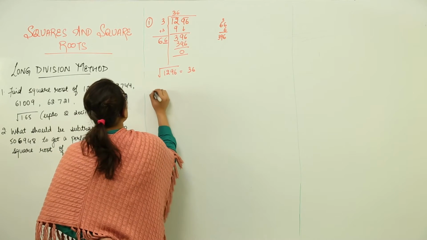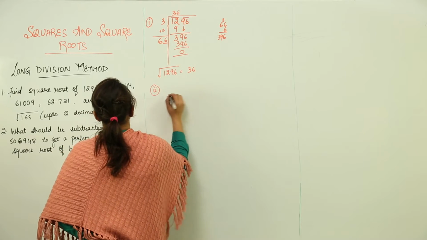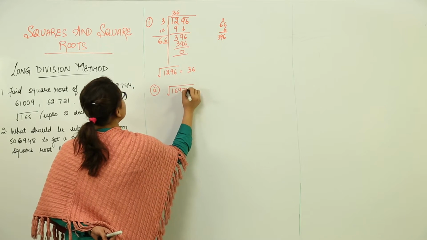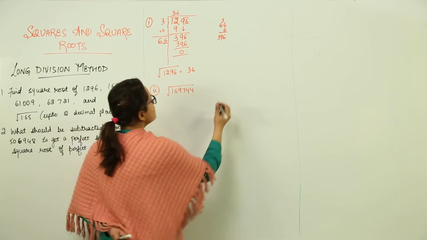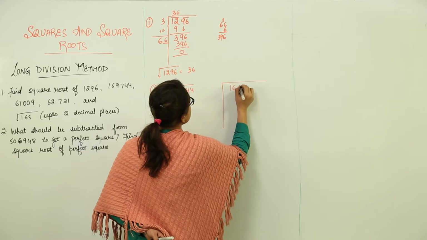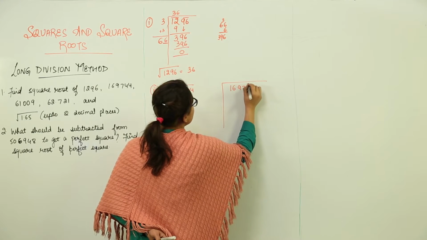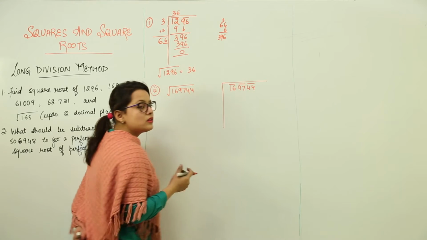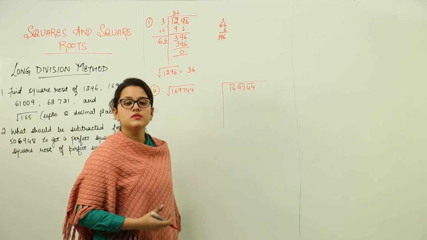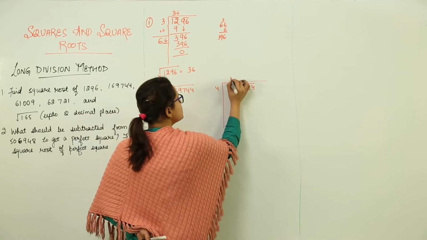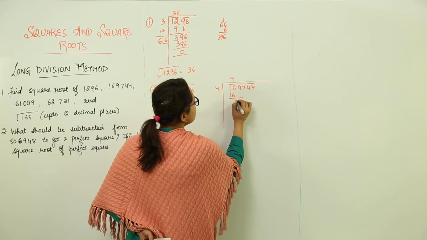Understood? Coming on to the second question. It says you have to find the square root of 169744. Same thing we have to do. We will make the column, 169744. We will make the pairs now from the right hand side. Now think of a number whose square is either equal to 16 or lesser than 16. So we know 4 is such a number. So we do it with 4.